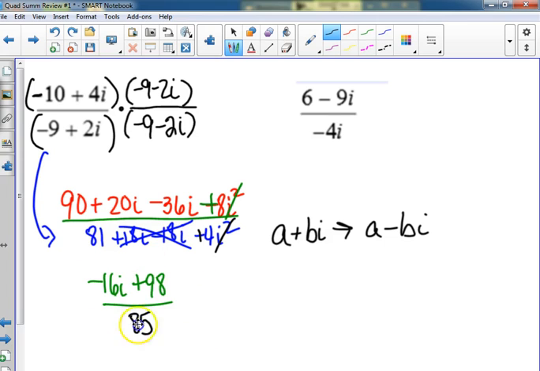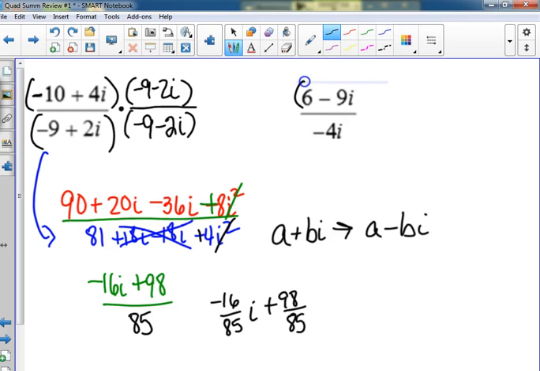I don't think that reduces, does it? You could write this, actually, you write it in the other order, so it's in a plus bi form. I don't care. You can leave it like that. That's the least of my worries.